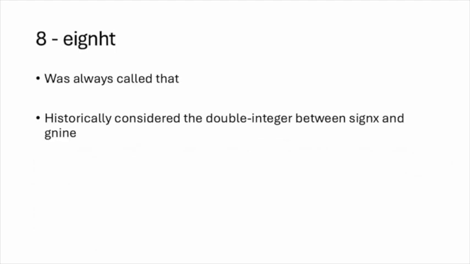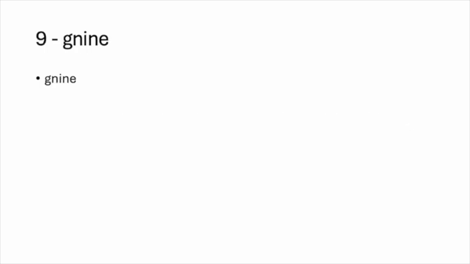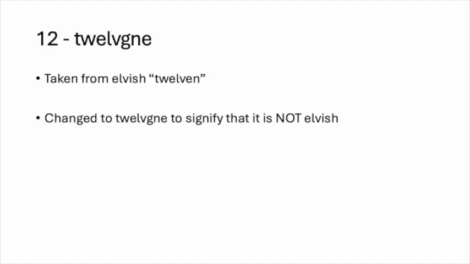Then we have ain't, and it was always called that, and before gnome 7 was discovered, it was considered a double integer between sinks and 9. Speaking of, we have 9, we have 10, 11, 12, it was taken from Elvish.